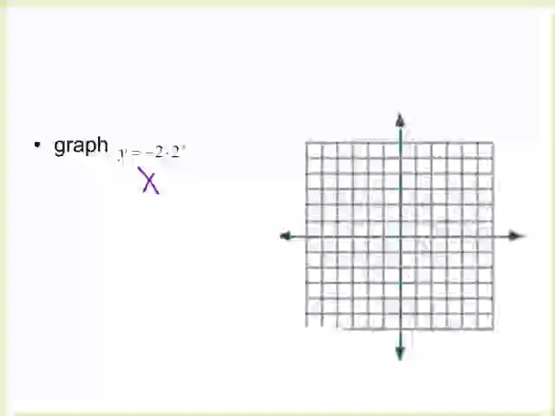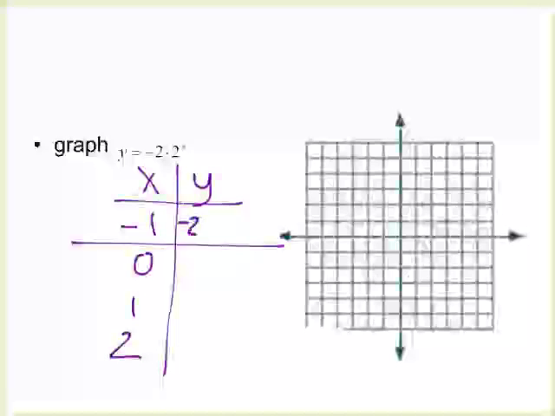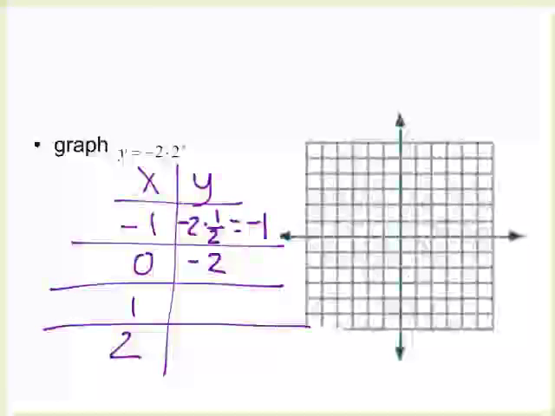We'll make a chart here as well. When I plug in -1, I'm going to have -2 times -1, which takes the reciprocal, so -2 times 1/2 is -1. When you plug in 0, you should always get the front multiplier, so you get -2. When we plug in 1, we'll have -2 times 2, which is -4. When we plug in 2, we'll have -2 times 2 squared, or -2 times 4, which is -8.